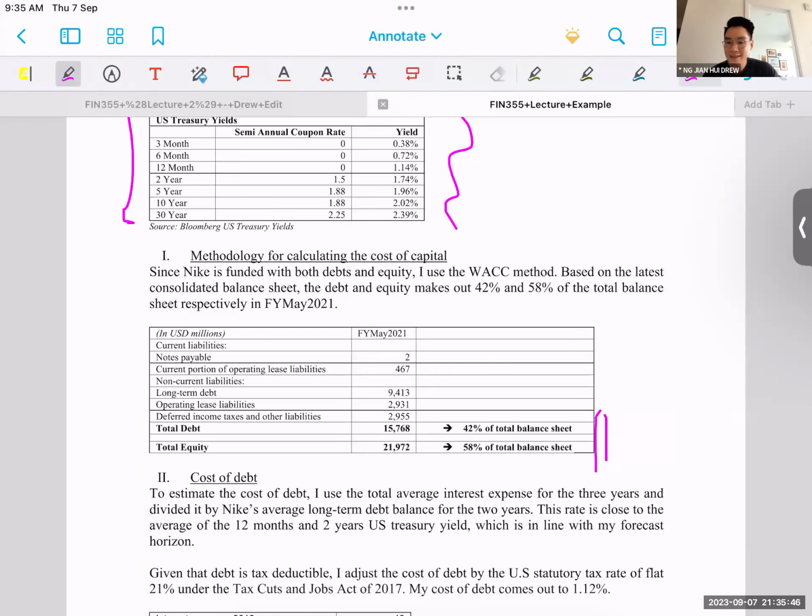Now it's the part where you can participate. Can you say what's wrong and what's right about what he has done? Feel free, it's a discussion. Try not to look at the answers at the back. This really tests understanding of what we've discussed earlier. Based on the latest consolidated balance sheet, the debt and equity make up 42% and 58% of the total balance sheet respectively. He wants to use this as the weight for the WACC. So what's wrong or what's right here?